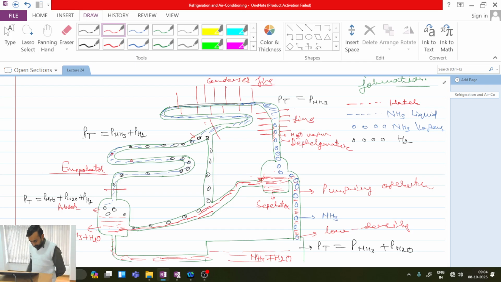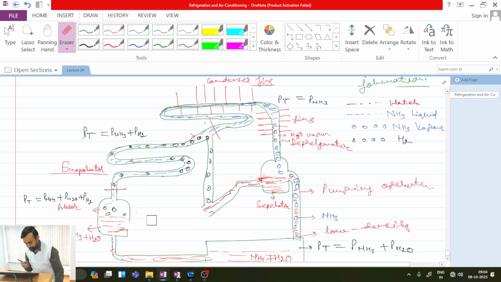Now what you have is again a separation tank cum absorber. In this, of course, some hydrogen bubbles will also come and get trapped. Here again, I have made a mistake. This point should be above the liquid level. This branch should be above the liquid level.